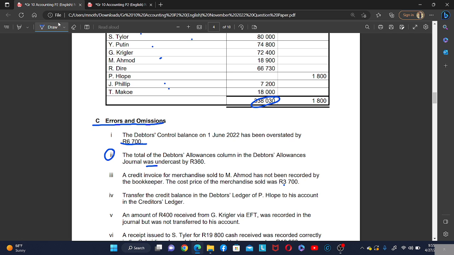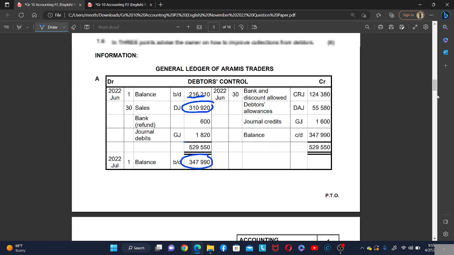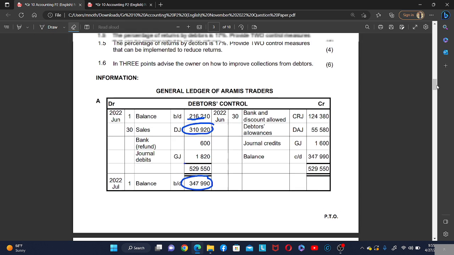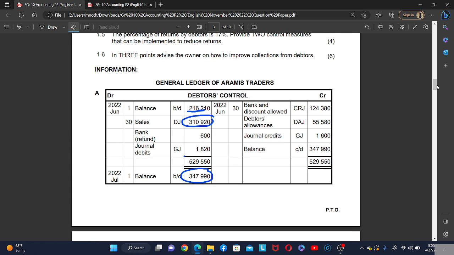So if we are selling on credit, that is going to be a debtors journal. But then this was not recorded. This was not recorded. We sold on credit, so it's a debtors journal.